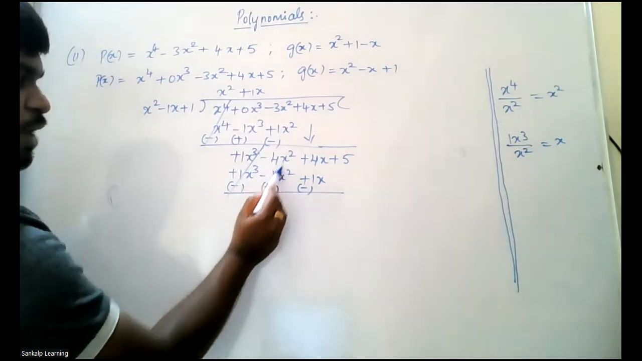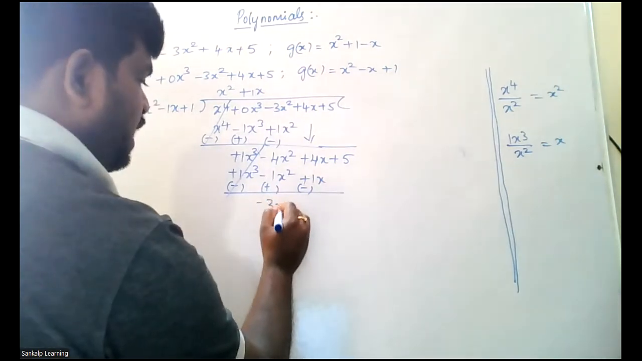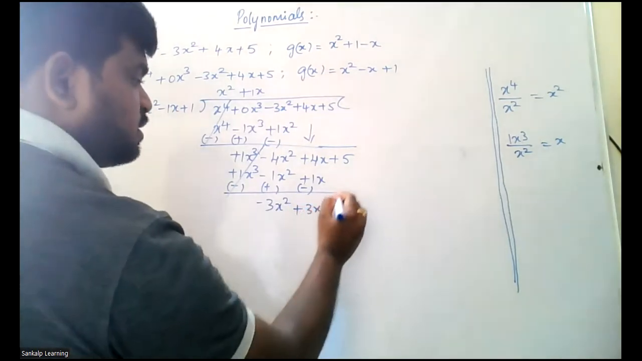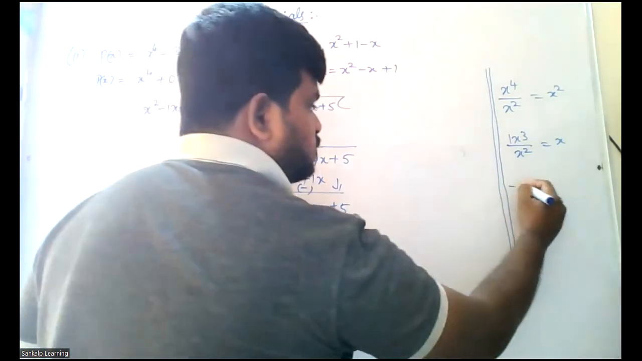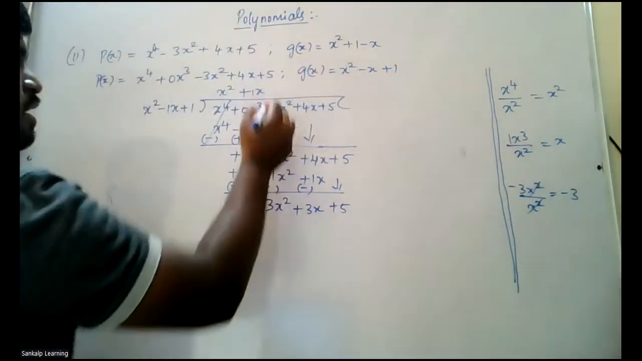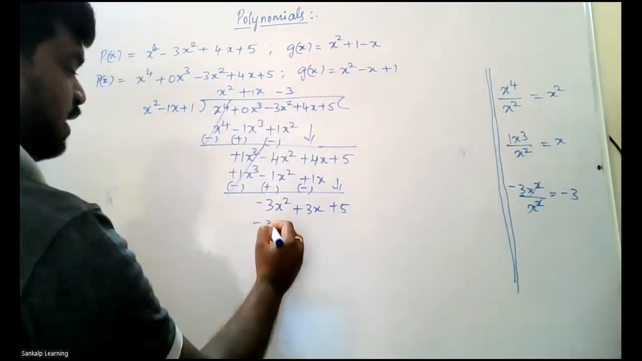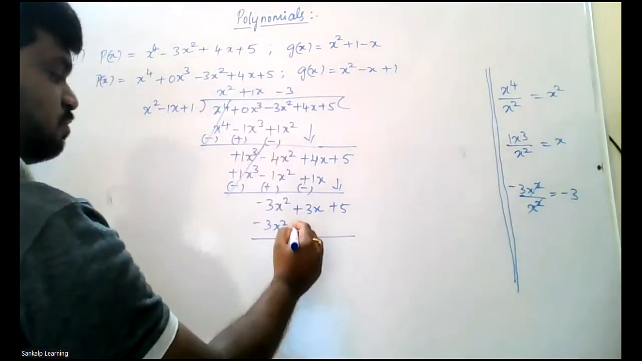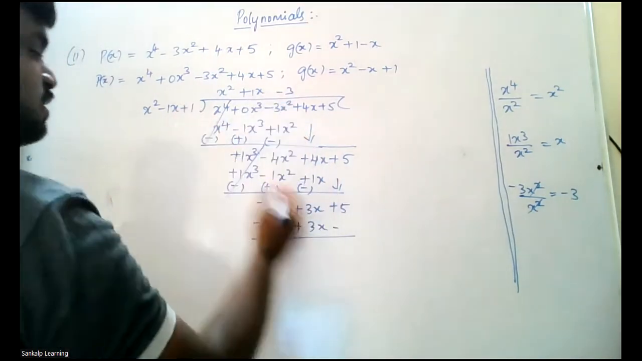Here you got minus 4x square plus 1x square. Minus 4 plus 1 gives you minus 3x squared, plus 4x minus 1x gives you plus 3x, and get this positive 5 down. Again the procedure continues. Minus 3x squared divided by x squared. X squared gets cancelled. We are left with minus 3. So this should be multiplied for each term. Minus 3 into x squared, minus 3x squared, minus 3 into minus 1x, minus into minus becomes plus, 3 into 1x becomes 3x. Minus into plus is minus, 3 ones are 3.